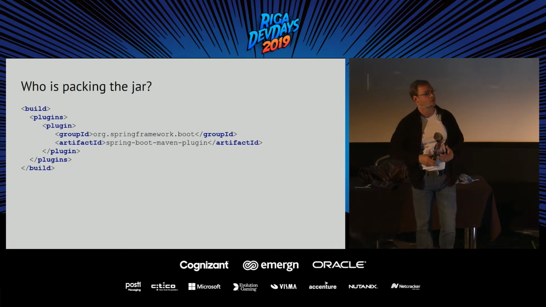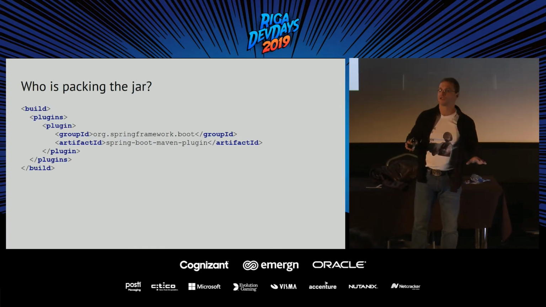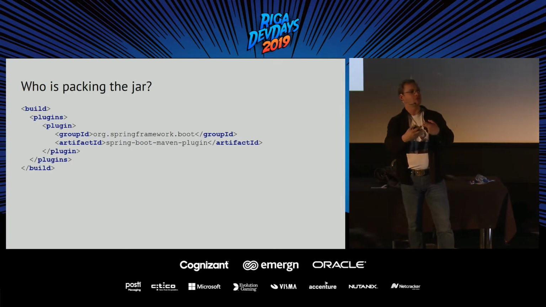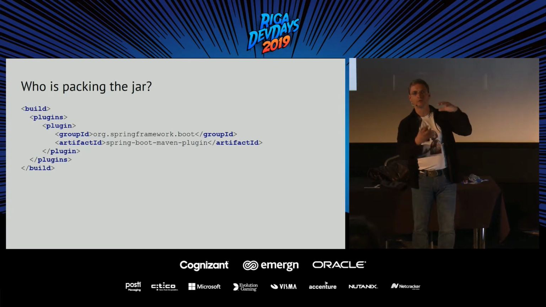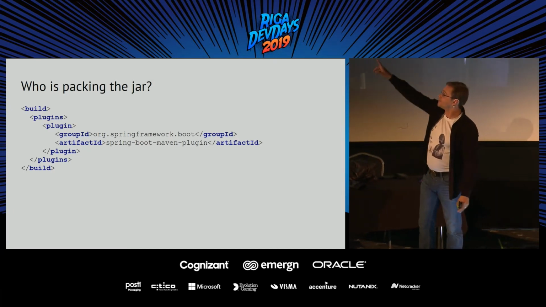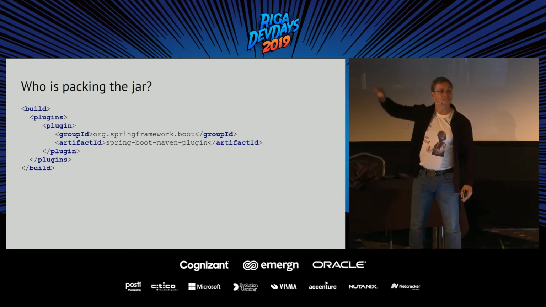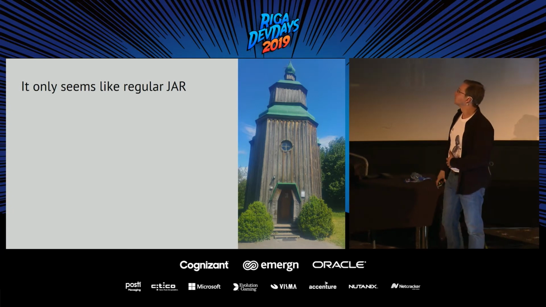By default, Maven builds a regular Java jar, without any content inside except the compiled classes of our project. The dependencies will not be inside. This is a regular jar. This plugin, Spring Boot Maven plugin, builds a different jar. Let's try to see how this jar looks like.